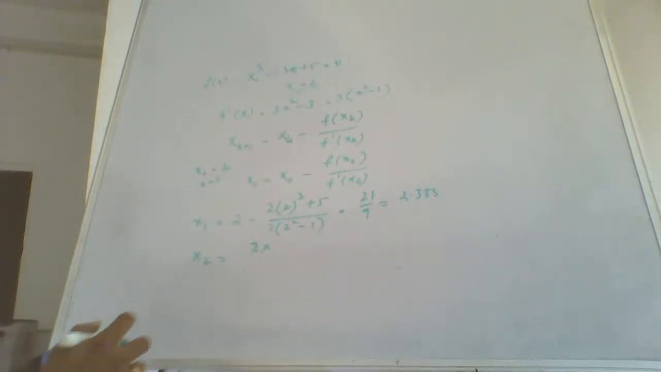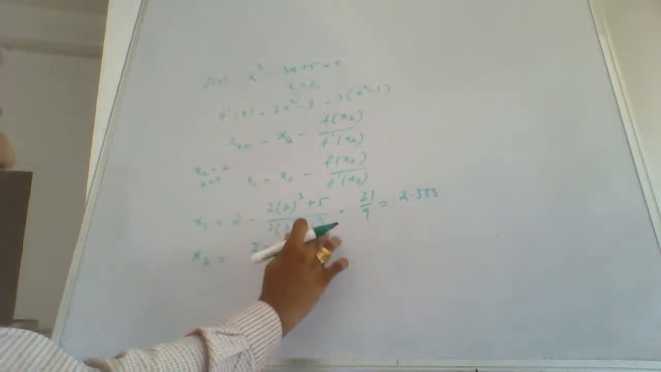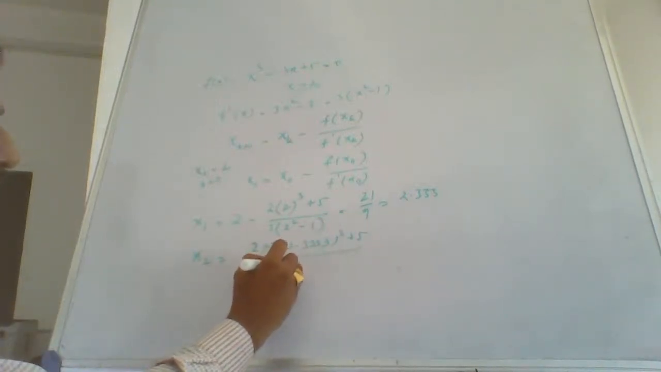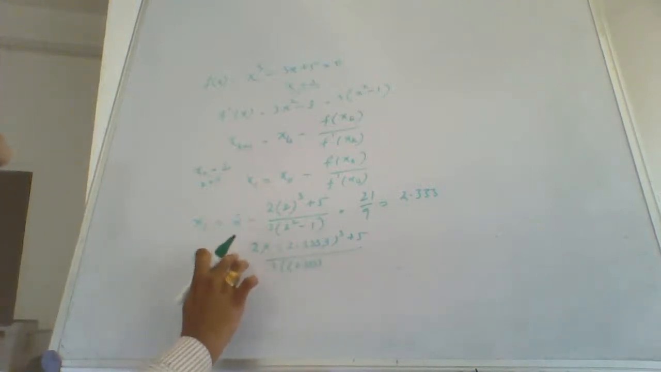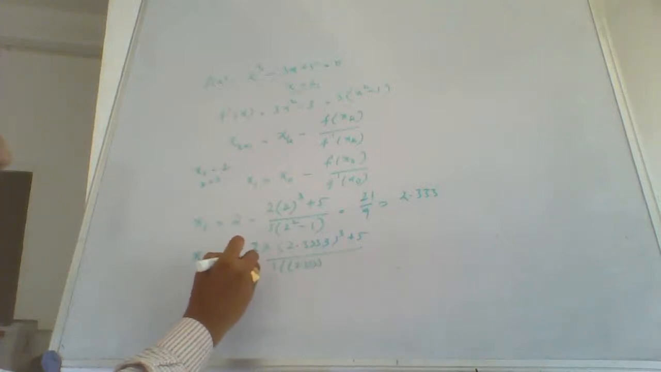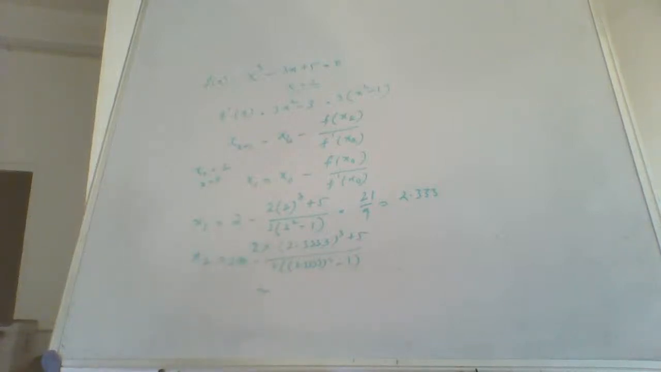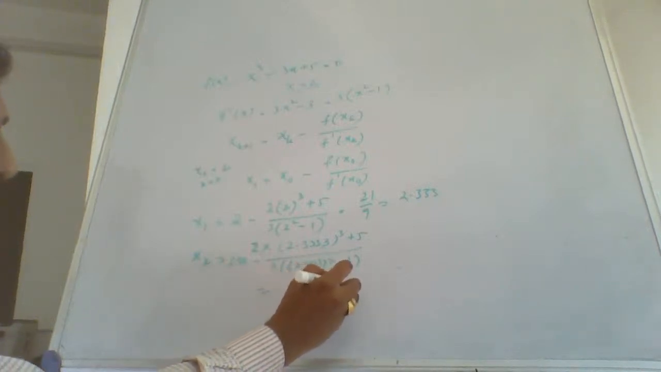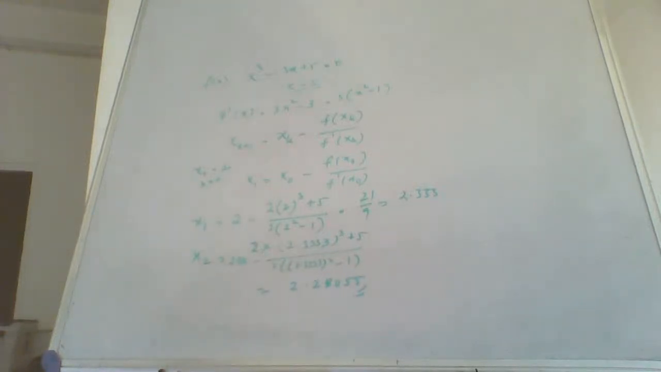So this is 2 into 2.333, you can take four decimal places, cube minus 3 times 2.333 plus 5, divided by 3 into 2.333. This should be x1, so x1 is 2.33. Don't forget that, this is whole square minus 1. Simplify it, I get somewhere around 2.28055. Like that, you find what is x3.